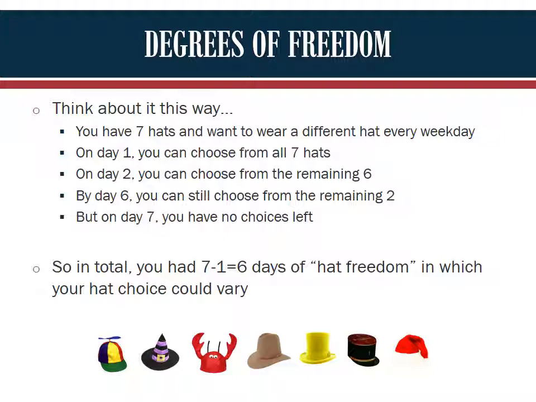So if we're going to apply this to this idea of degrees of freedom, in this hat wearing example, you had 7 minus 1, or 6, days of hat freedom in which your hat choice could vary. So for 6 of the 7 days, you had a choice. On the 7th day, that last day, you no longer had a choice. Your hat choice could no longer vary on that 7th day. So your total hats were 7. Subtract 1 for the last day where you had to wear your last hat, and that means you had 6 days of hat freedom. That's kind of the idea behind degrees of freedom in statistics. That's why it's n minus 1, right? In the hat example, n is the number of hats you have, and that's 7. N minus 1 equals 6, so you have 6 degrees of freedom, and we're talking about hat choices in that example. So degrees of freedom, that's the same basic idea that we're doing in statistics.